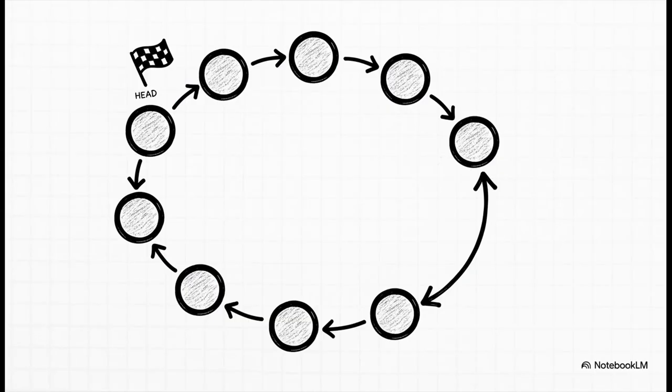And finally, there's a fun variation, the circular linked list. For this one, imagine a racetrack. Instead of the last node hitting a dead end at null, it points right back to the very first node, creating a continuous loop. This is perfect for anything that needs to cycle endlessly, like a slideshow or a music playlist that's on repeat.